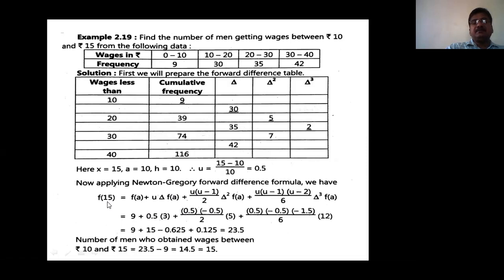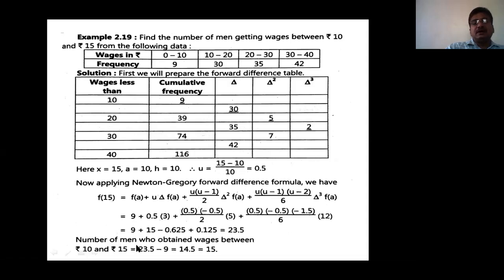X is 50. That is why we find the value at 50. So the value is 23.5. And so the number of men who obtain wages between 10 to 50 is what? 23.5 minus 9, that is 14.5. And the nearest integer is what? 15, right? 14 or 15, both answers are correct.